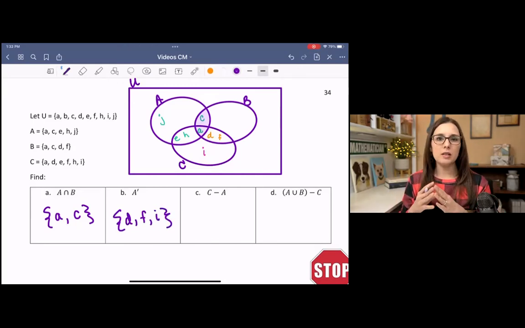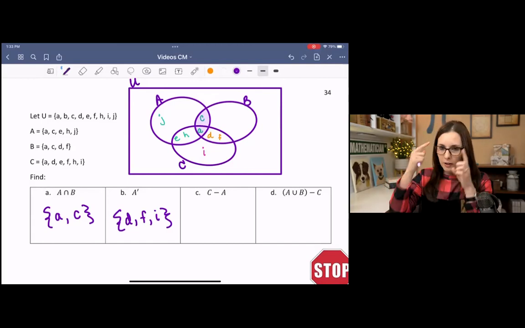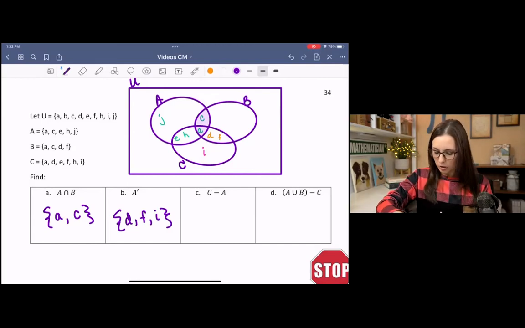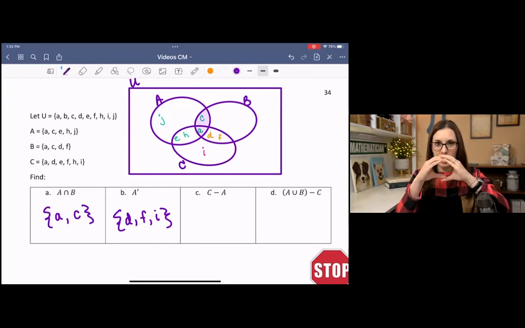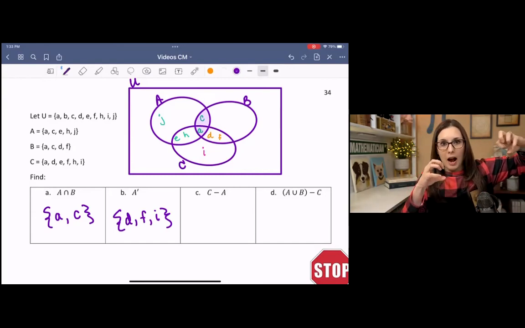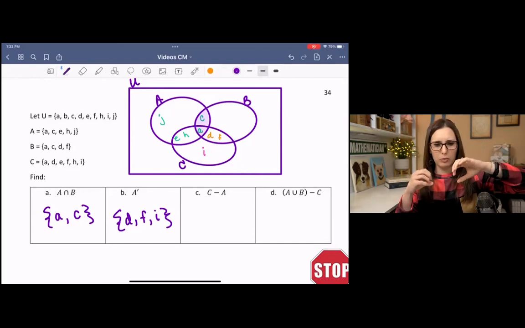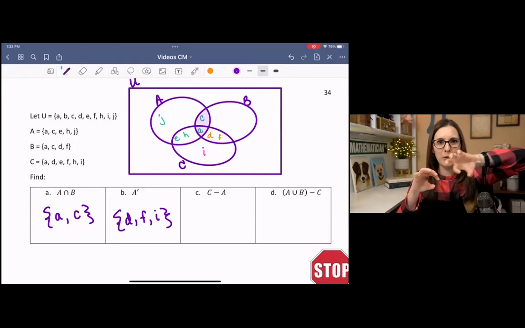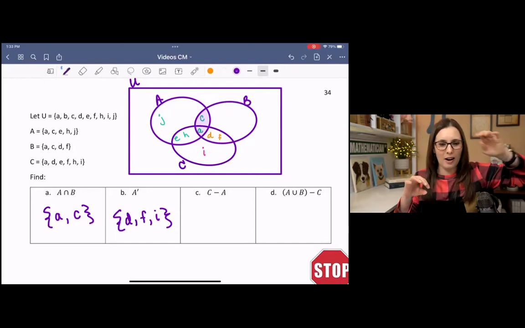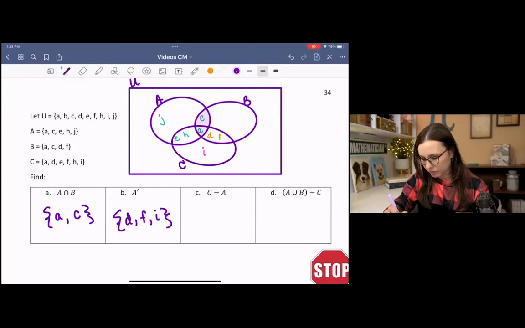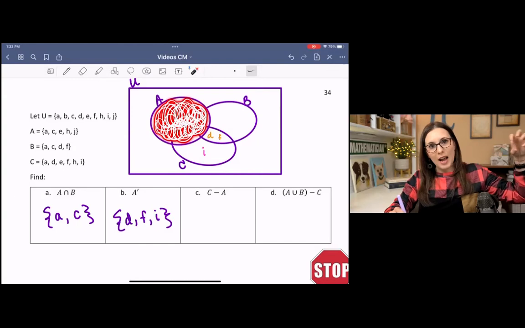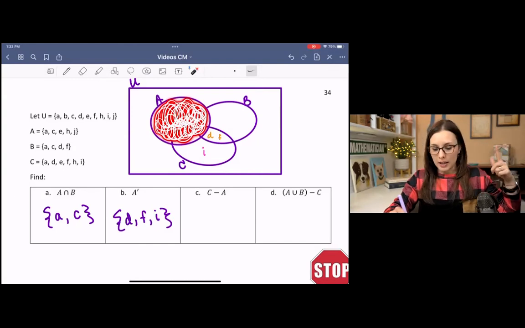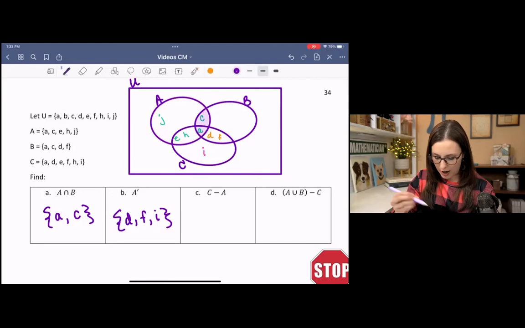The next one is C minus A. If you can visualize it in your mind, you have the circle of C and you're pulling A out of it. So you picture it like 2 cookies overlapped, I don't know, and you're pulling one off or you're taking a bite out of it. So we're going to take A and we're going to ignore everything inside A because we're subtracting it out of C. And that leaves D, F, I.